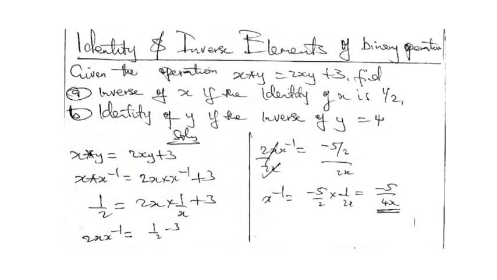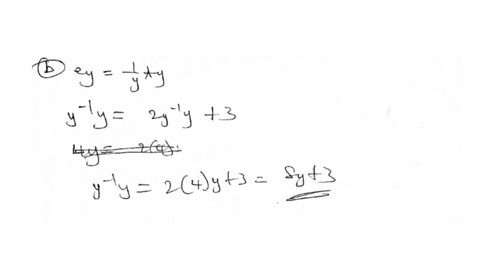B, the identity element of y equals y inverse asterisk y. That is, the identity element of y equals 2 times y inverse times y plus 3. So the identity element of y becomes, when simplified, 8y plus 3.